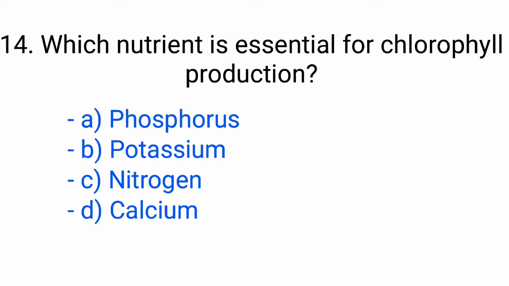Question number 14. Which nutrient is essential for chlorophyll production? Option A. Phosphorus. B. Potassium. C. Nitrogen. D. Calcium. The correct answer is option C. Nitrogen.